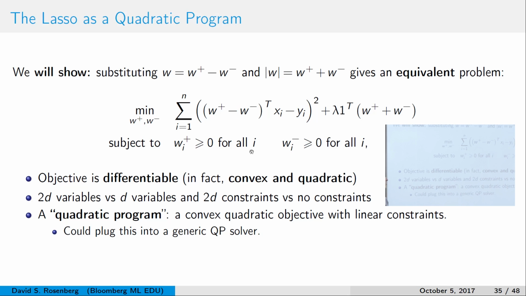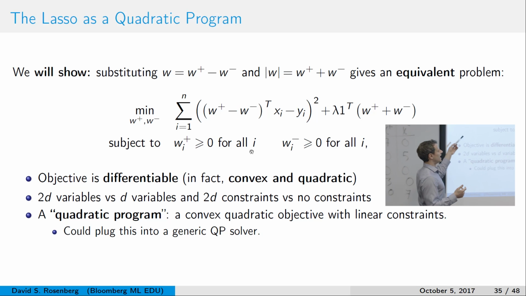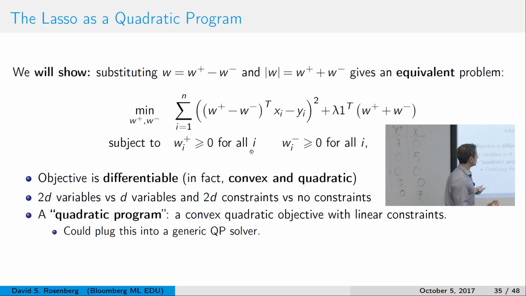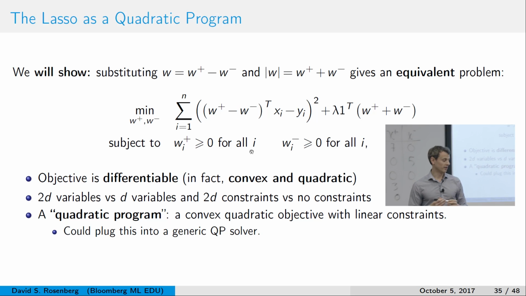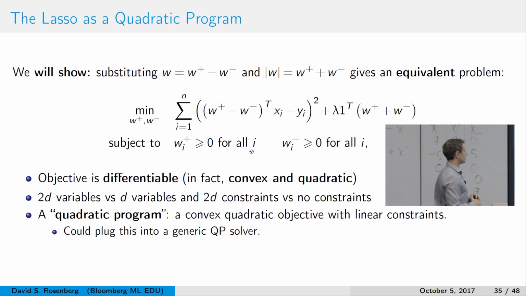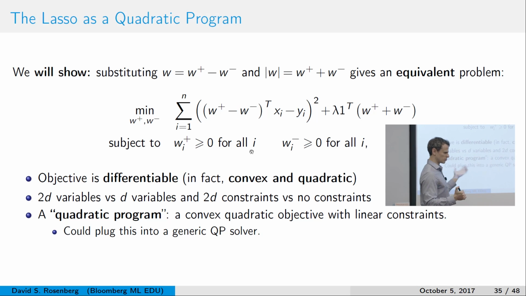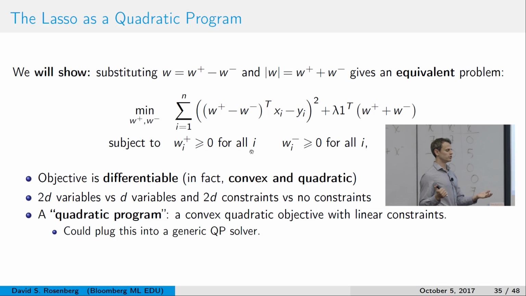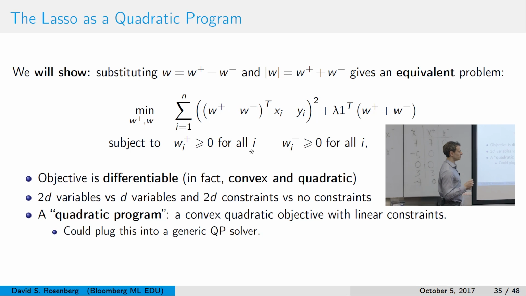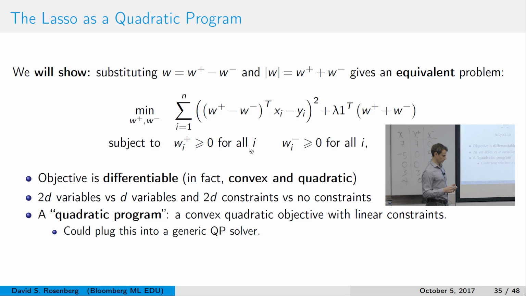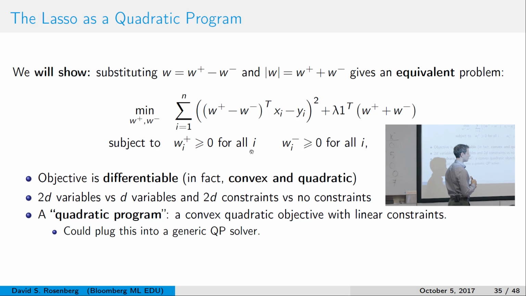If you Google quadratic program solver, you'll find a lot, and you could plug this in directly and get a solution. The solution will be 2D numbers: the optimal solution for W plus and W minus. Then your question is, how does this relate to the original solution, which is just W? What's W, given the solution W plus and W minus? Yes, W equals W plus minus W minus.